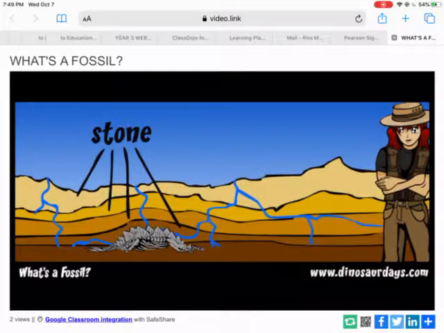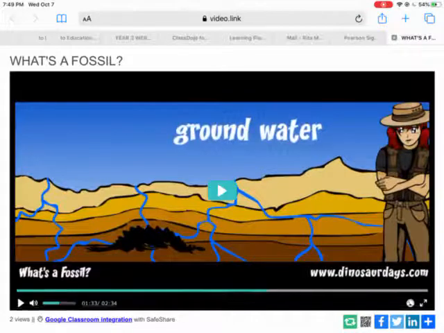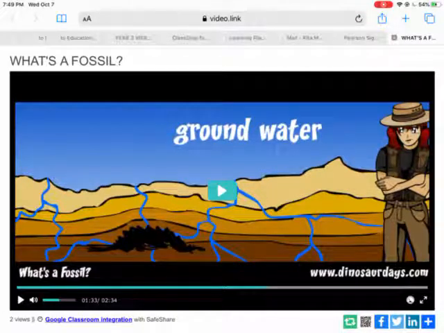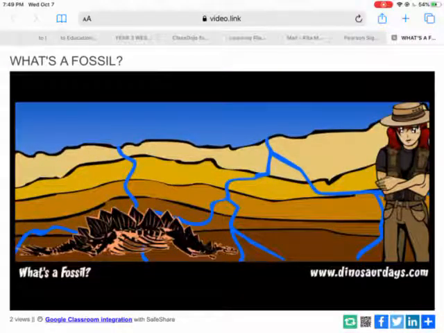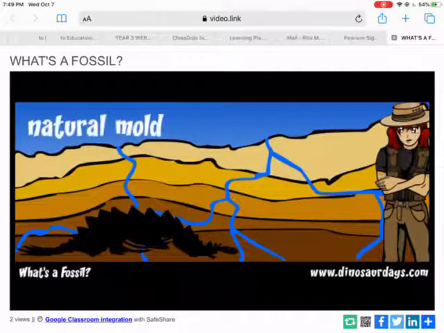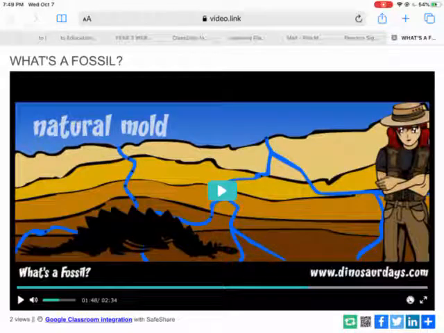The bone is slowly washed away by little trickles of water. This water is called groundwater. So over time, the bones slowly get washed away by groundwater. The bones leave an open space in the exact shape of the dinosaur skeleton. This open space is called a natural mold. Now the groundwater brings tiny pieces of rock into those empty spaces. After millions of years, a mold of the dinosaur's body is left behind.